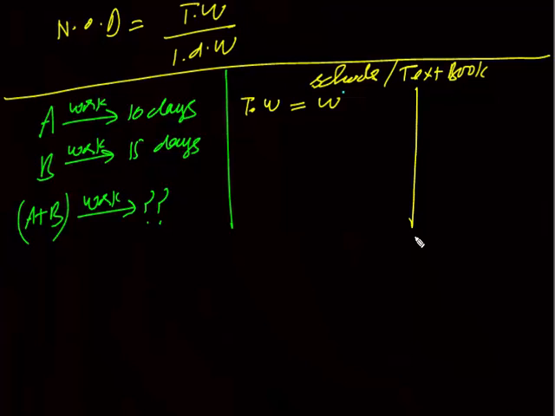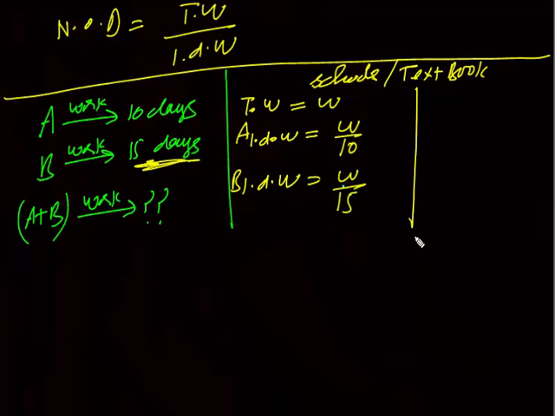So A is doing W units of work in 10 days. So A's 1 day work, 1DW stands for 1 day work. In 10 days, A is doing W units of work. So in 1 day, A will do W by 10 units of work, 1/10 of total work. B's 1 day work: in 15 days, B is doing W units of work. So in 1 day, B will do W by 15, and in 15 days he will complete the W units of work.